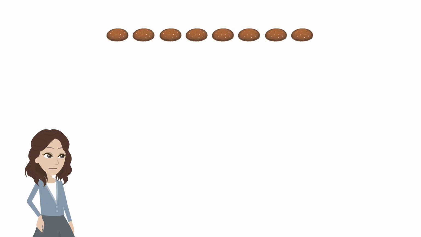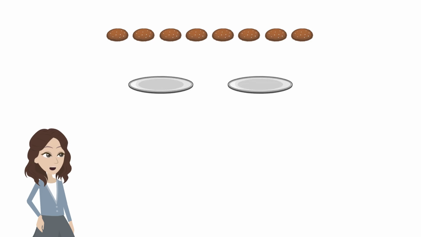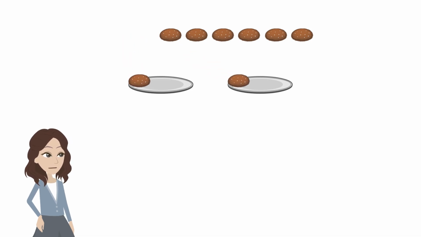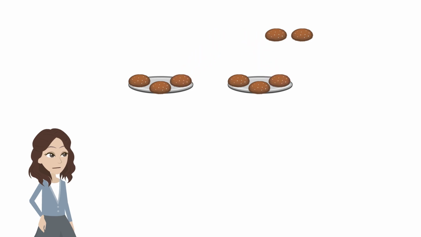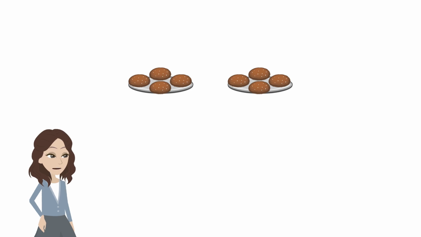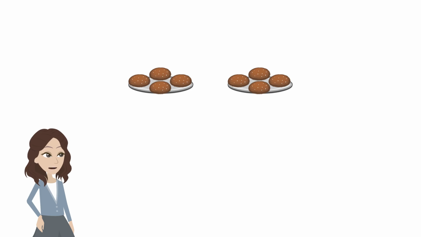Let's start with 8 cookies now. If we want to put them equally onto 2 plates, how many cookies will there be on each plate? We put 1 cookie onto each plate first. Since we still have cookies left, we can put 1 more cookie on each plate. We continue to put 1 more cookie on each plate until there are no cookies left. Now all the cookies are divided onto plates. How many cookies are on each plate? 1, 2, 3, 4. 8 cookies divided into 2 groups gives us 4 in each group.